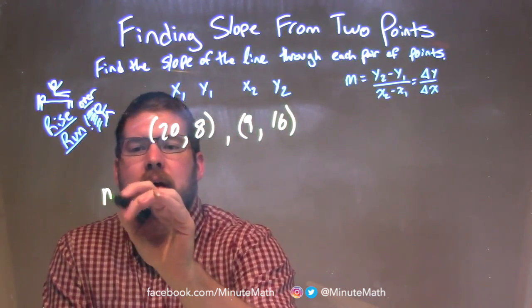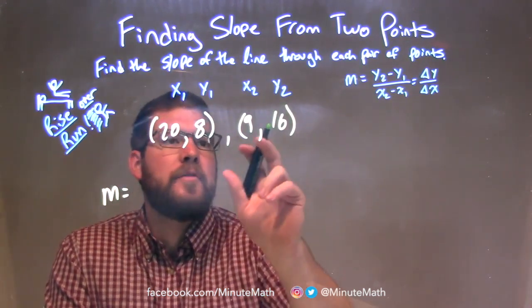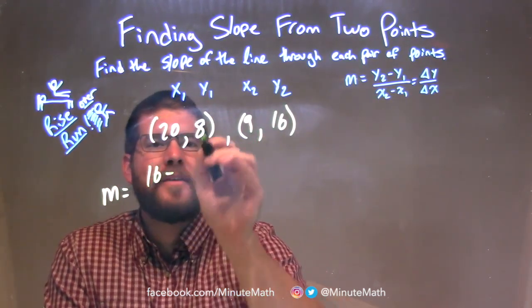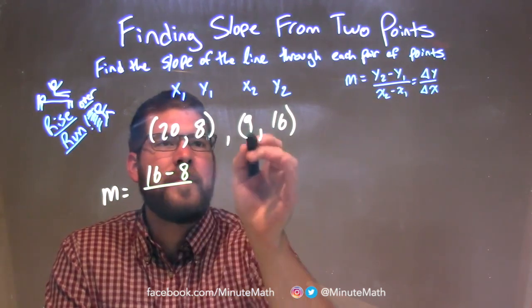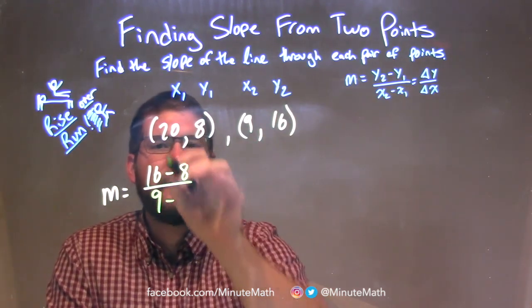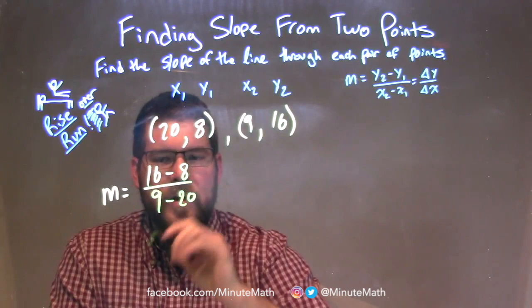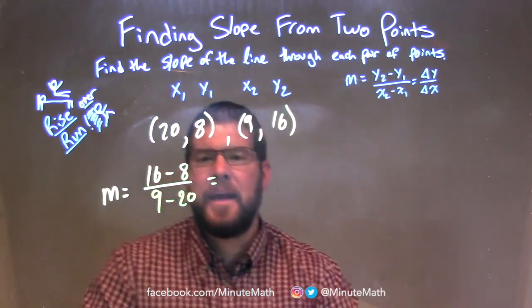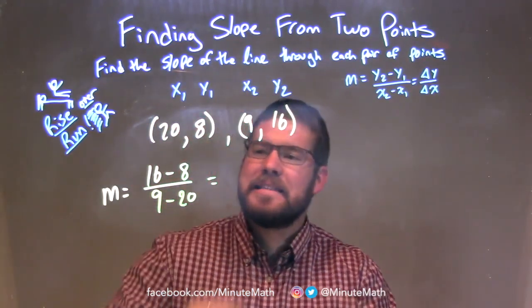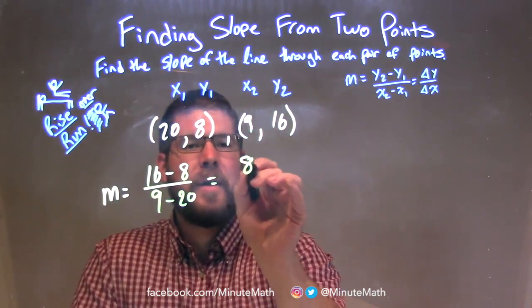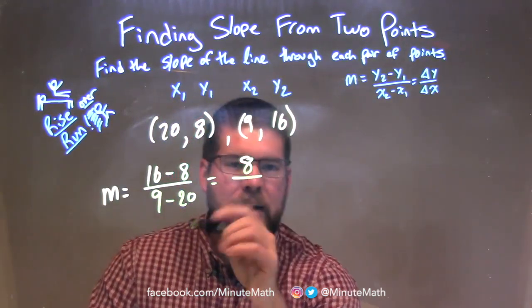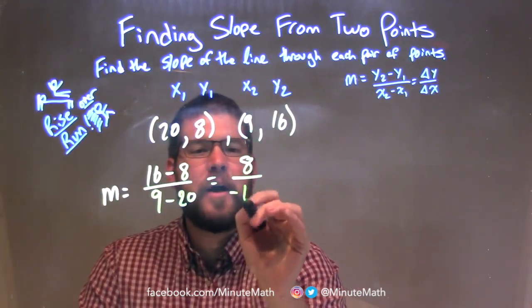So we have my slope here, well, is y2, 16, minus y1, which is 8, over x2, 9, minus x1, which is 20. Okay, so we have 16 minus 8. We can probably solve that right there. 16 minus 8 is a good old positive 8. But 9 minus a 20 comes out to be a negative 11.